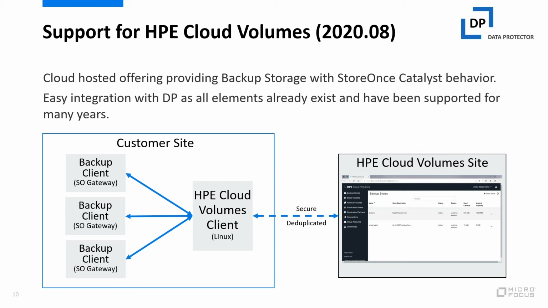Basically, HPE Cloud Volumes offers different types of storage service, and many of these services are to be used with disk systems extending their capacity or offloading data into the cloud. Data Protector makes use of so-called backup stores, which behave like StoreOnce Catalyst devices. This means that you set up a backup device exactly the same way as a normal StoreOnce Catalyst device.